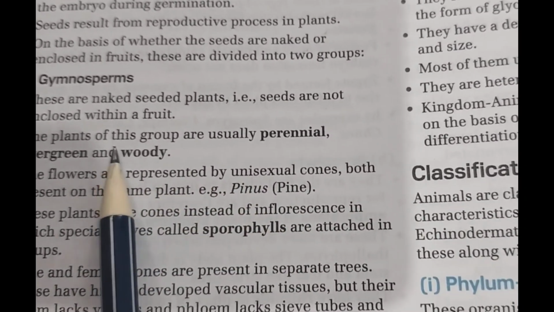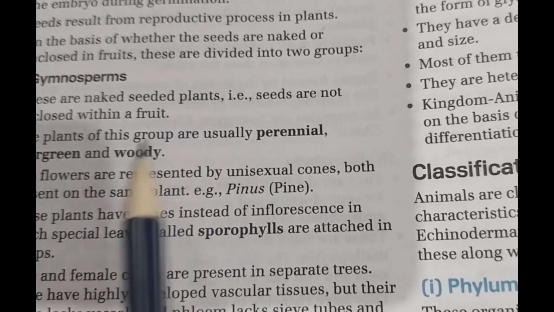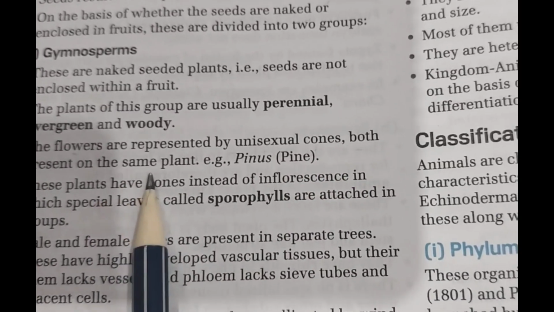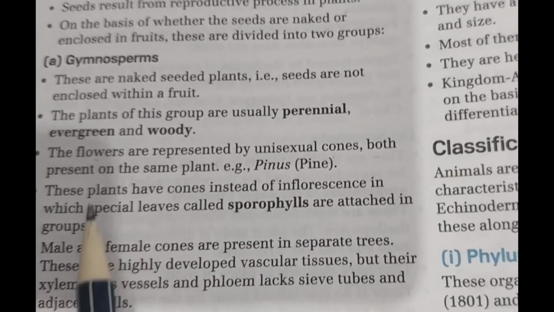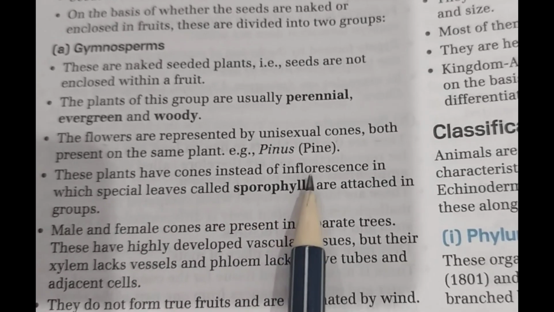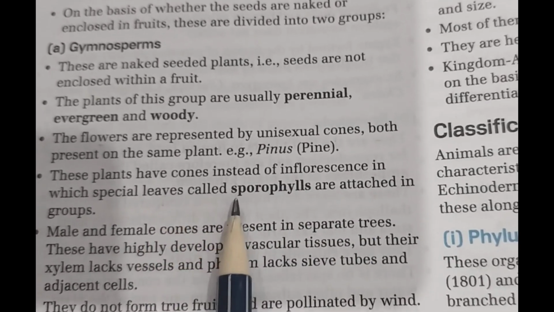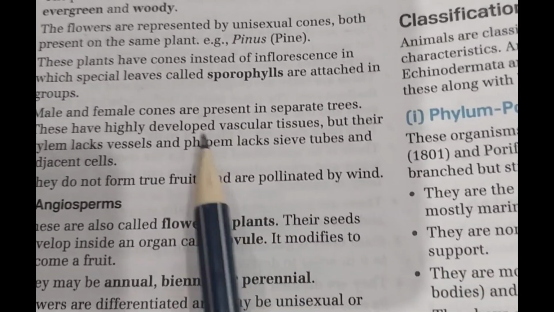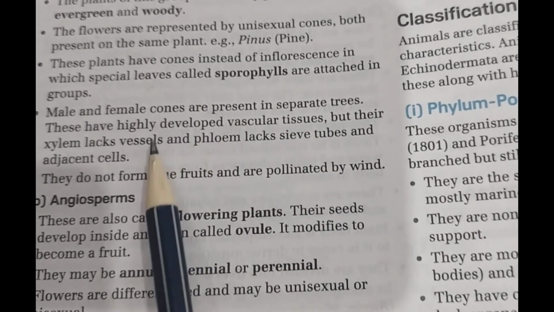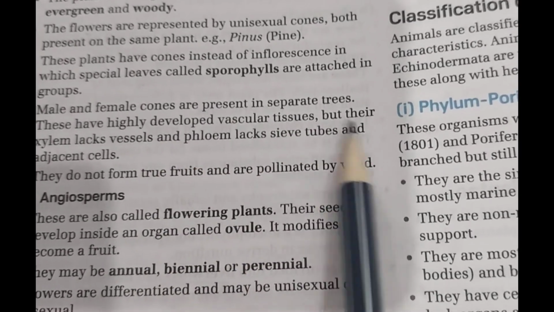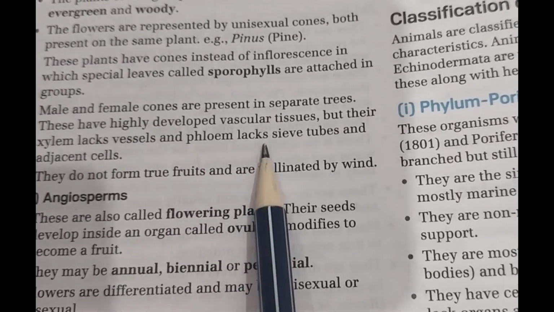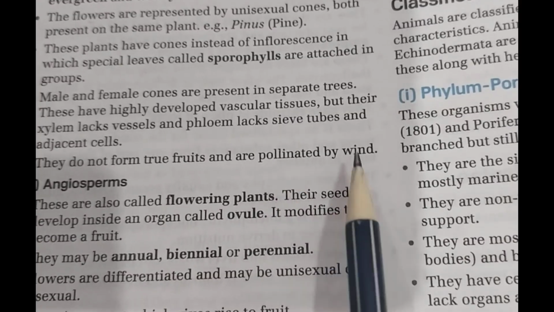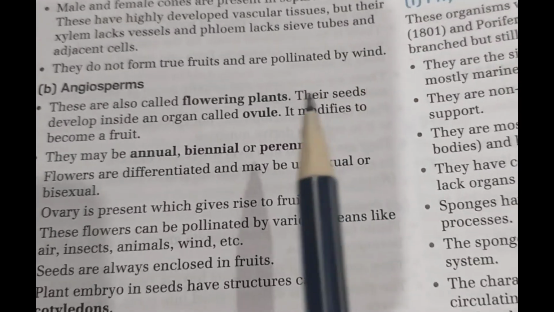The plants of this group are usually perennial, evergreen and woody. The flowers are represented by unisexual cones. Example, pine. These plants have cones instead of inflorescence, in which special leaves called sporophylls are attached in groups. Male and female cones are present on separate trees. These have highly developed vascular tissues, but their xylem lacks vessels and phloem lacks sieve tubes and companion cells. They do not form true fruits and are pollinated by wind. Right? Next क्या है? Angiosperms.